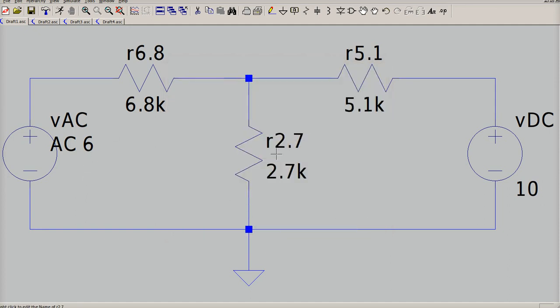So there we go. But the whole reason behind having to use superposition is this is frequency 60. This, being a DC source, is frequency 0. Their frequencies are different, therefore I cannot solve this circuit the way it is. I must use superposition because I have different frequencies.